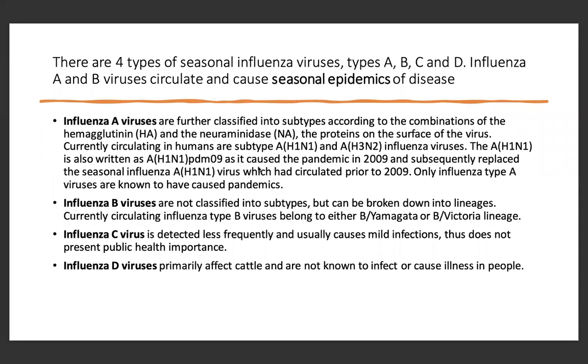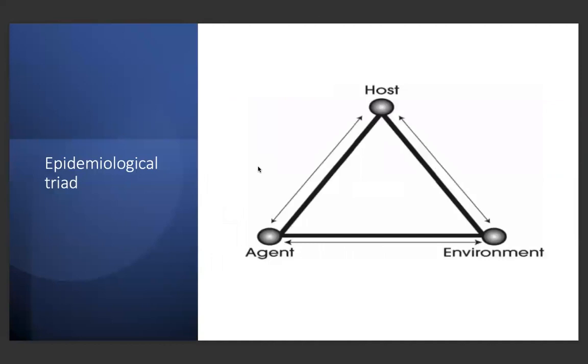Influenza C virus is detected less frequently and usually causes mild infection, thus does not present public health importance. Influenza D viruses primarily affect cattle and are not known to infect or cause illness in people. This is the epidemiological triad: host, agent, and environment.